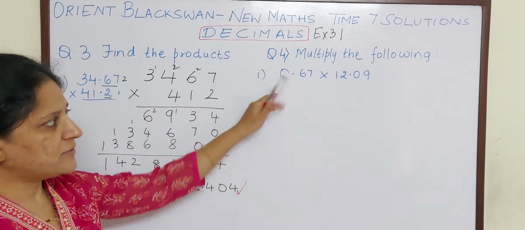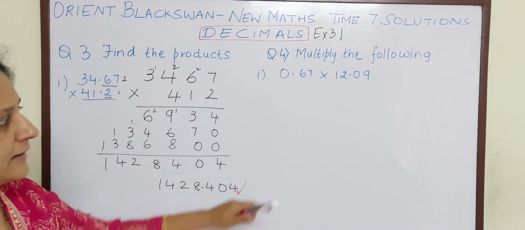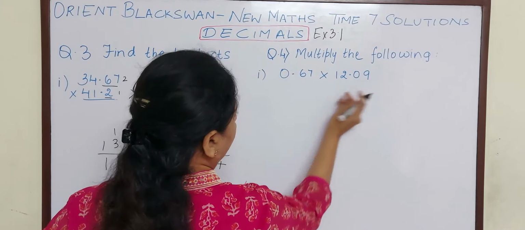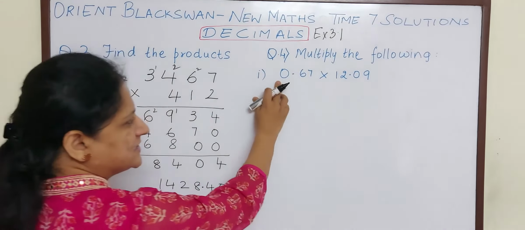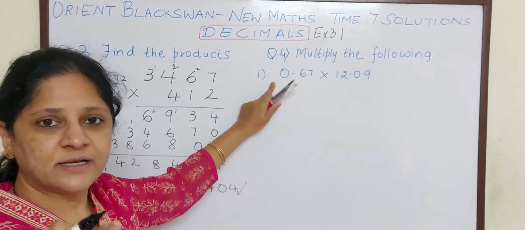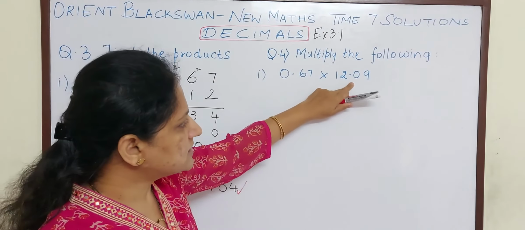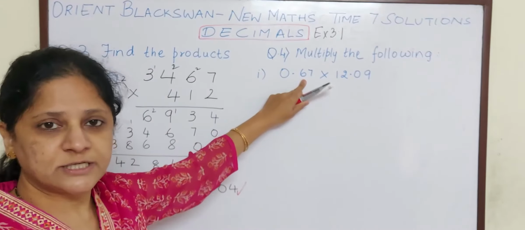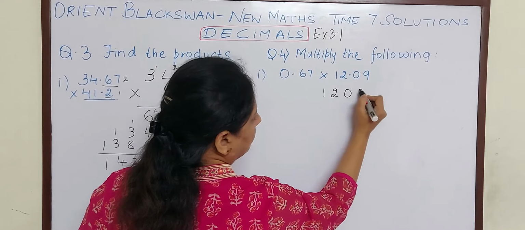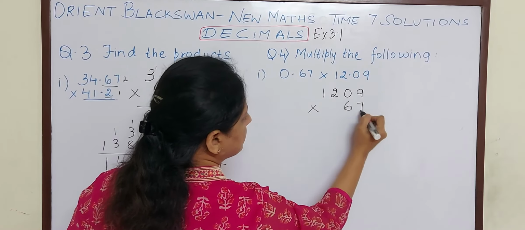Moving on to the question number 4, multiply the following. 0.67 into 12.09. Now if you see children, this is a 3-digit number and this is a 4-digit number. And before the point it is only 0. So what I told is that if before the point there is a 0, you need not take that 0 into account. So now this is a 4-digit number and this is a 2-digit number. So we will always write the 4-digit number, or whichever is greater, first, multiply by 67.